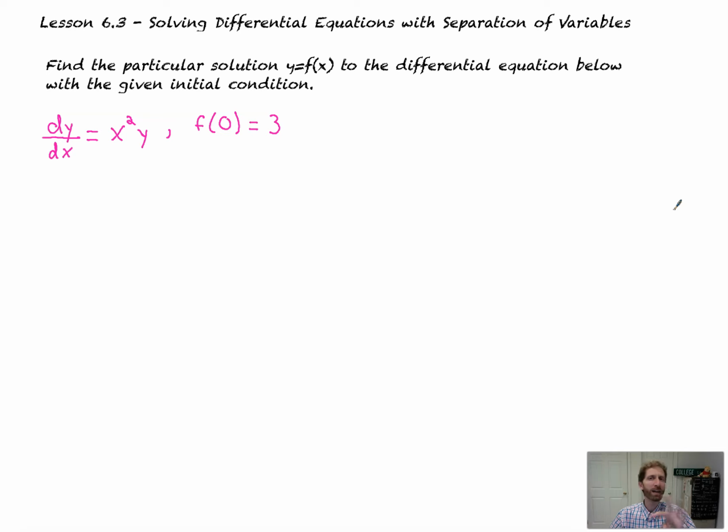With that said, if you're in a Calc 1 or Calc 2 class or other calculus class, it might not be in your class. It's still wicked rad. So we're going to learn how to solve differential equations that allow us to separate variables.